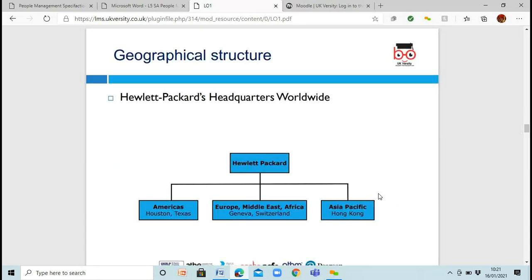Now we're going to look at geographical structure. Hewlett-Packard's headquarters are worldwide. So we've got Hewlett-Packard on the image here. They're in the Americas, and in Europe, Middle East and Africa, so they're in Geneva in Switzerland. In America, they're based in Houston, Texas. And in Asia Pacific, they're in Hong Kong.